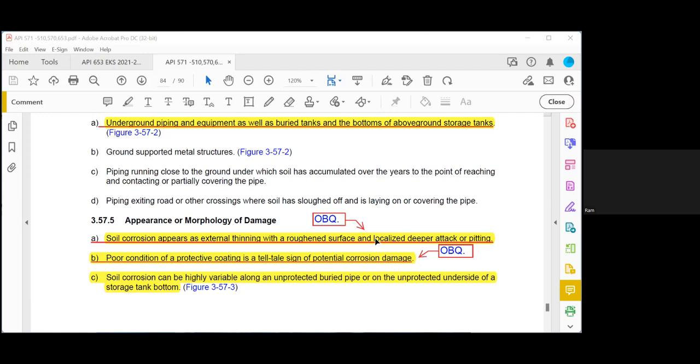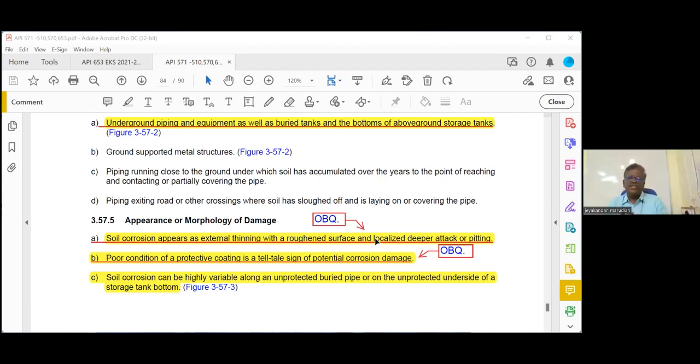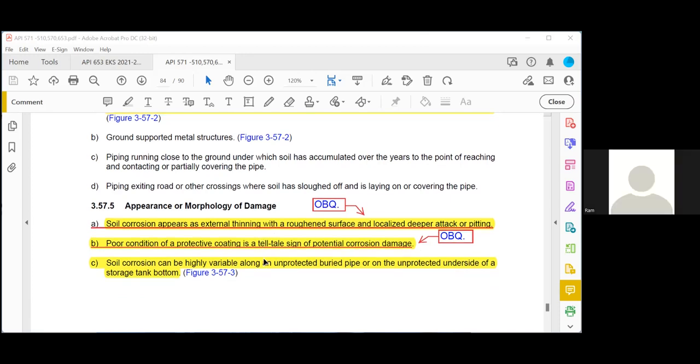Sir, what is meant by telltale, sir? Telltale, what is happening inside? It is telling the tale, telling the story. Tale means story. What is happening inside? Okay. If the protective coating is damaged, it is telling that corrosion is happening inside. Is it like a sensor, sir?